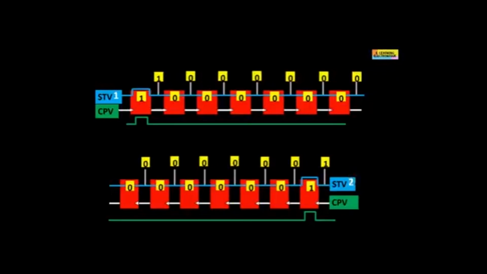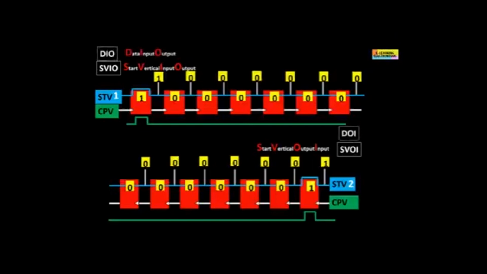direction. We can find another denomination like SVIO or SVOI. SVIO is the abbreviation for start vertical input-output, i.e. a scan from left to right, and SVOI is the start vertical output input for a scan from right to left. Another term, DIO, for data input-output, or DOI, for data output-input.